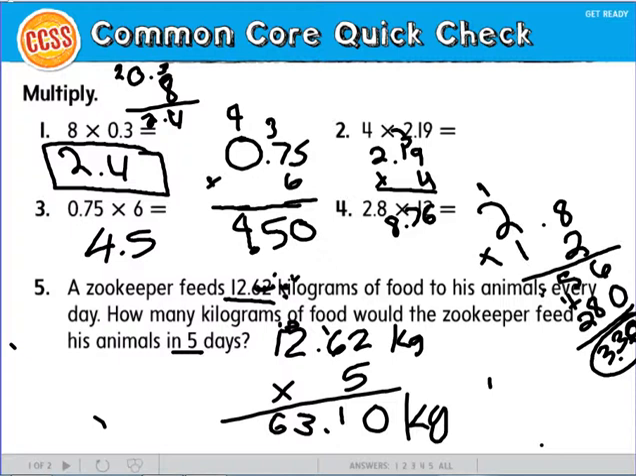Who did number 4 for me? Miss Showalter. Miss Showalter says that 2 and 8/10 times 12 is 3 and 3600ths. So let's see. 2 times 8 is 16. 2 times 2 is 4, plus 1 is 5. So we have 56. Okay? We have a placeholder. There's our placeholder. Then we have 1 times 8 is 8. 1 times 2 is 2. Then we add them. 6.